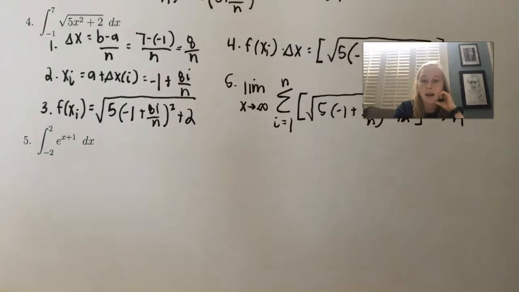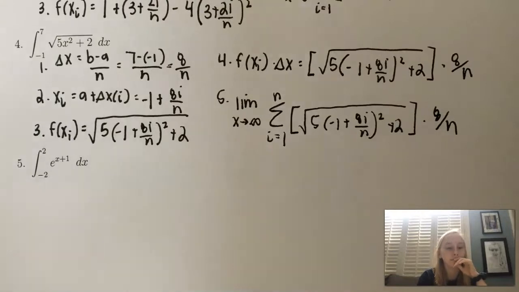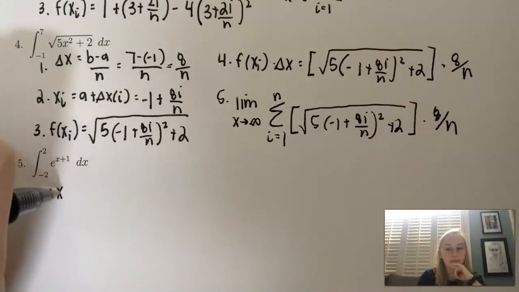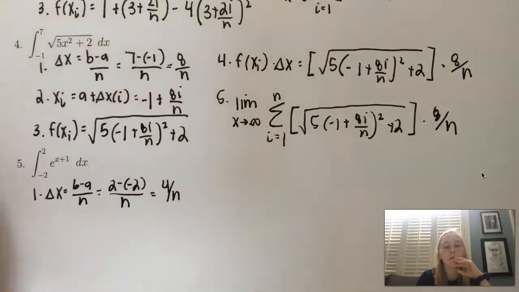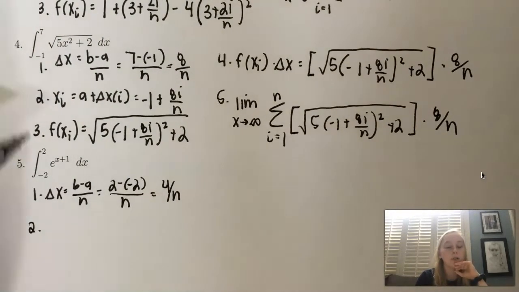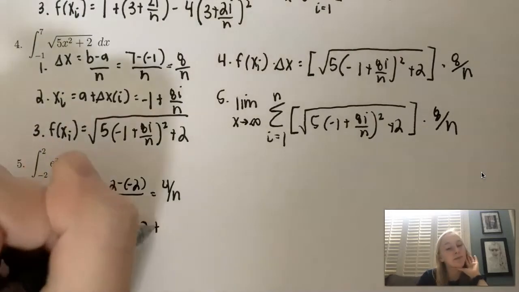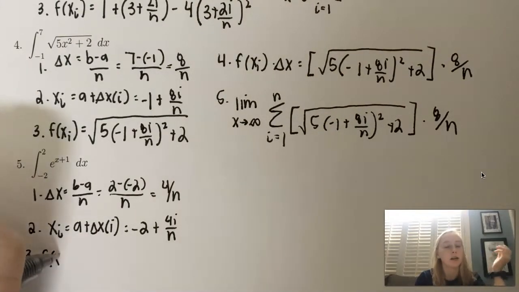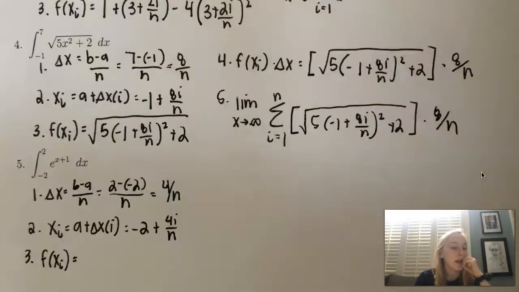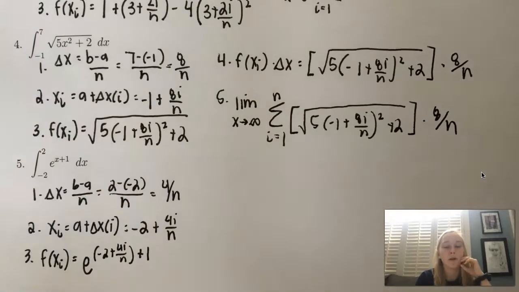Cool. All right. Last one, going from integral to limit sum. Once again, we're finding delta x. Be cautious of those negatives. Step 2, we're finding xi, a plus delta x times i. Hopefully you guys are getting a little bit of the hang of this by now. Plug in that xi wherever an x is. Don't be freaked out that it's in an exponent. Doesn't matter, you just plug it in wherever it is.